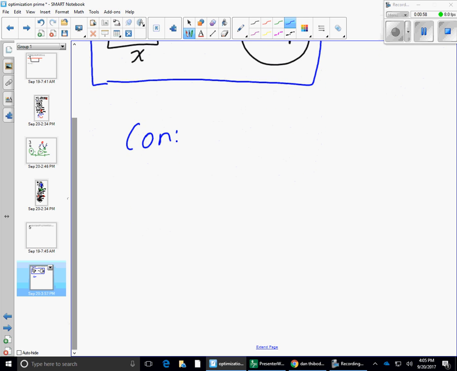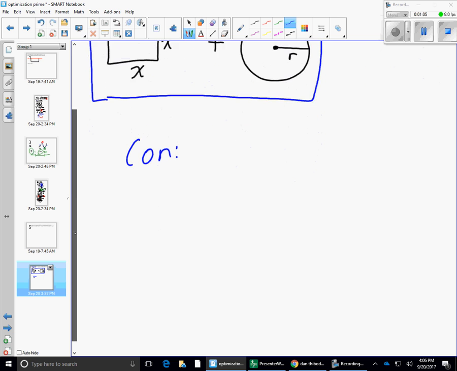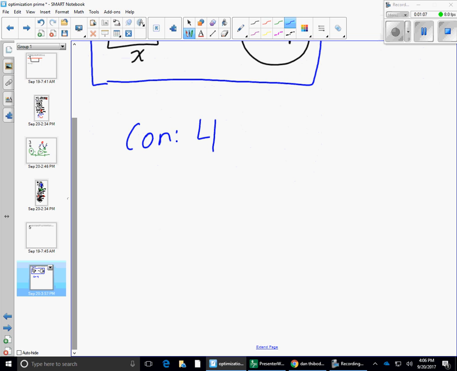So we're going to say that our perimeters, because that's what the wire is going to be, it's going to be around them, are going to be 4 feet total. So 4 feet of wire is equal to, well, the perimeter of a square is 4 times the side length plus 2 pi times the radius. Okay, so this is our constraint.